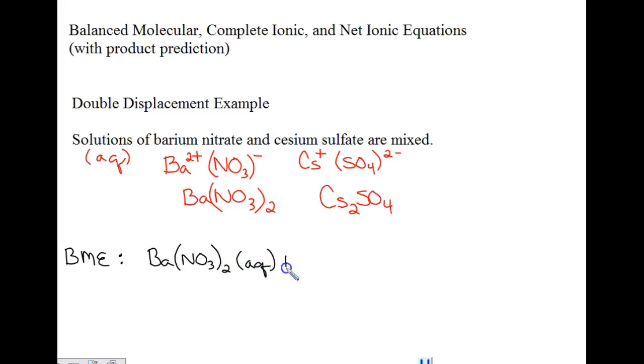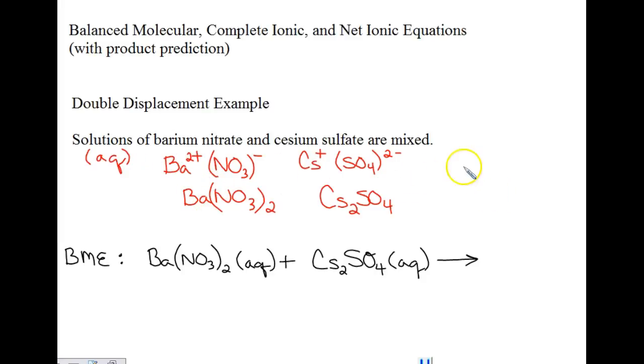A balanced molecular equation is just the normal equation that at this point you should be used to writing. It shows our formulas, shows the states, and we balance it. Now, we have to predict the products for this. In a double displacement, it's pretty much the anions and cations are swapping places.